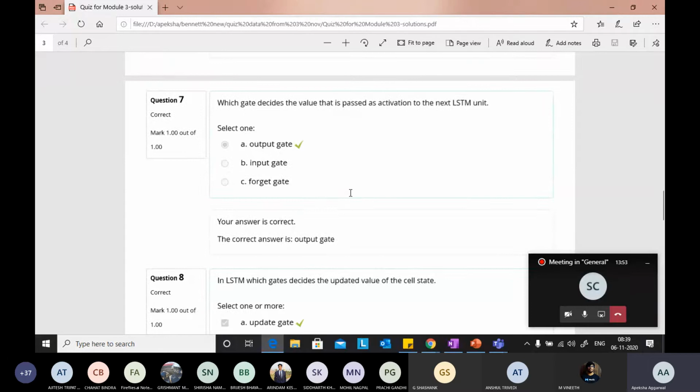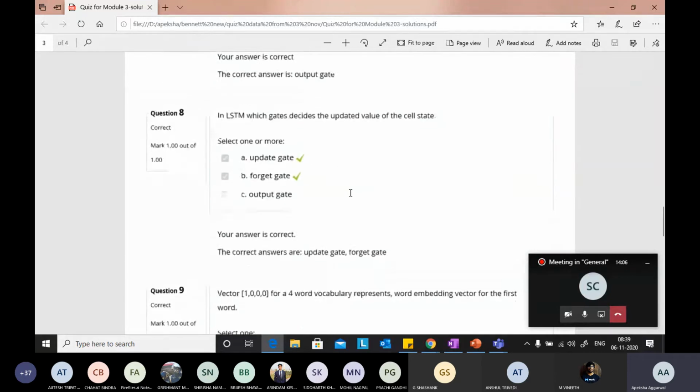Next question is, which gate decides the value that is passed? So the output gate decides what is passed on to the activation of the next neuron. Okay. And which gates decide the updated value of the cell state in an LSTM? So two gates, update gate and forget gate, replaced by the one gate of GRU. Here we have two gates. So one is update gate and the other is forget gate.